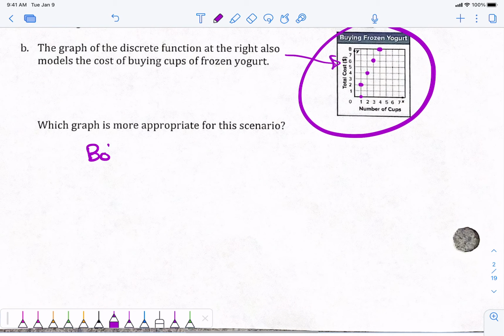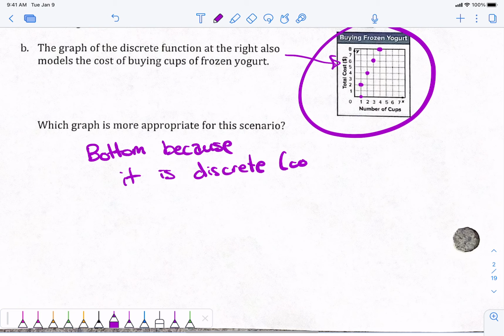The bottom, because it is discrete or countable. C-O-U-N-T-A-B-L-E. Countable. Yeah? Does that make sense?